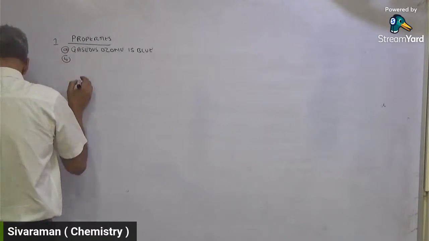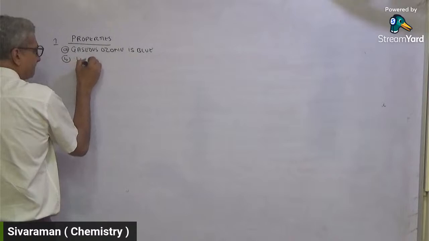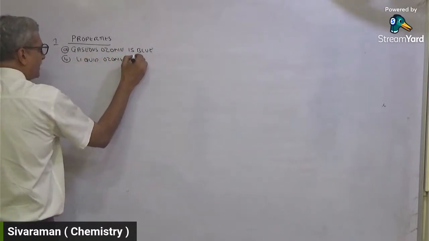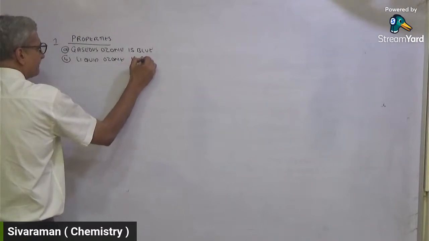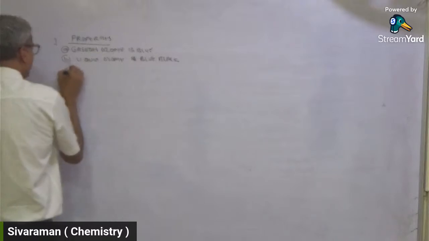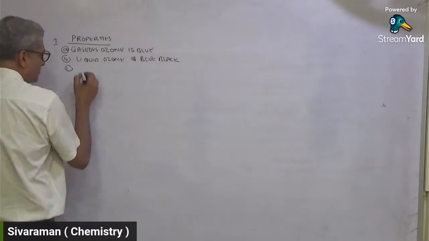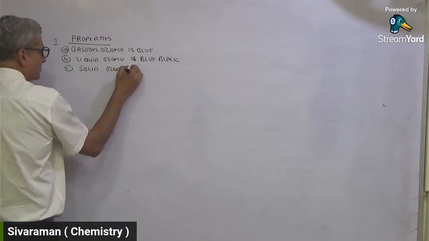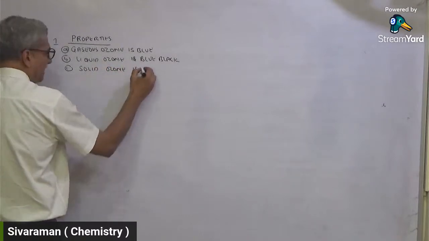Then we have got what? Obviously liquid ozone. Liquid ozone is blue-black. Then C. What do we have? Solid ozone. Solid ozone is violet black.